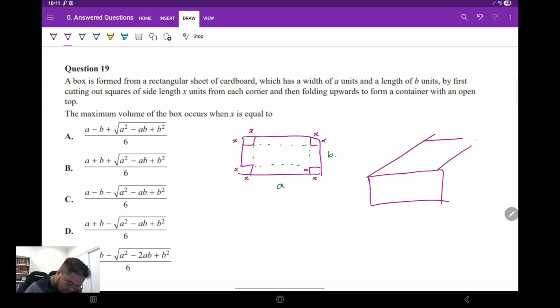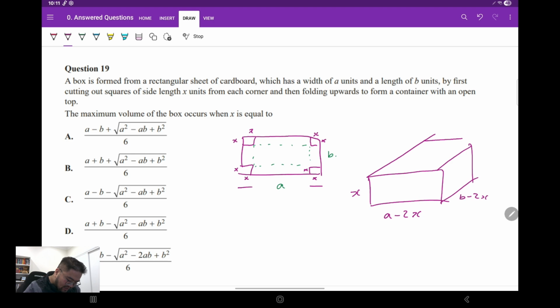Okay, and with this particular box, the height will be X, and we will have a different width and a length as well. In this case, we've got two X's, so one X here and one X here, which means we get A minus 2X, and the width or the depth is going to be B minus 2X.